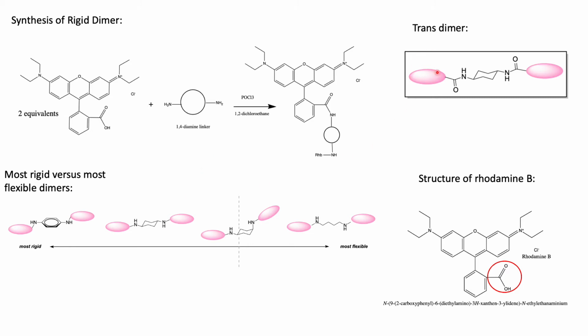And these pink circles shown are the rhodamine B structure, represented as a pink structure due to the color of rhodamine B. And this change in rigidity versus flexibility can show some different characteristics via NMR and mass spectrometry that we have looked at with these various dimers we have created.